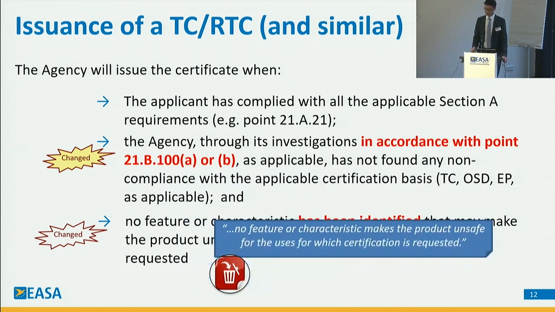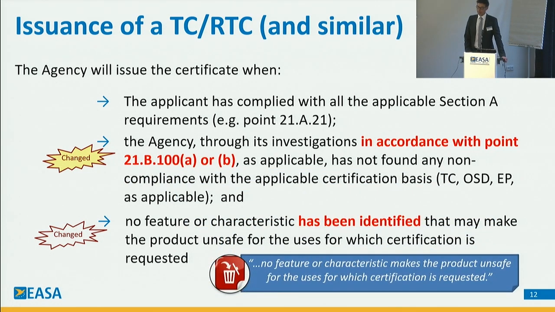This was it before: no feature or characteristic makes the product unsafe. So why did we change this wording? Because we have cases where we certified something and there was an unsafe condition in the design already, but it was not identified. So even if the applicant followed Part 21 and everybody did their best job, it was not identified. And this will always happen. We are all humans. So therefore the wording has been corrected or improved to say "has been identified". Otherwise, the intent is still the same.